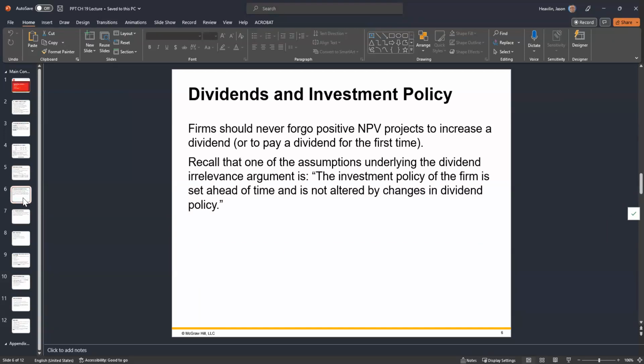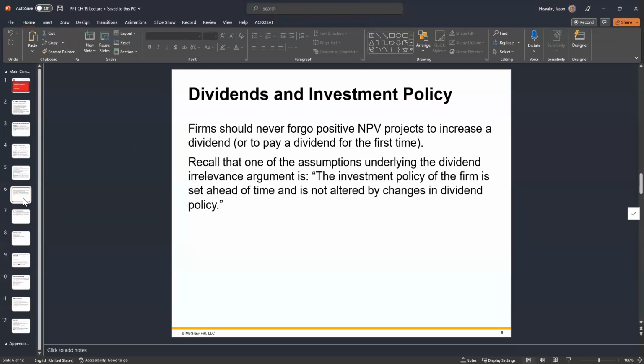Dividends and investment policy. Firms should never forego positive NPV projects to increase a dividend or to pay a dividend for the first time. Okay, now notice here it's talking about increase and pay a dividend the first time. So let's first talk about that. Let's say the company has cash on hand and there are NPV positive projects available for the company to invest in. That should be the priority, to use that cash. And the priority should not be to increase dividend or to start paying dividends.